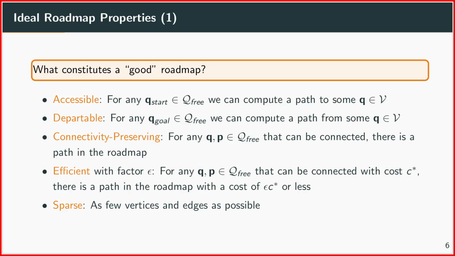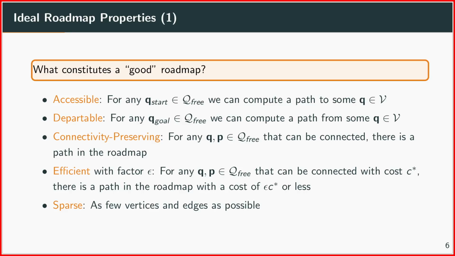Okay, and then it should also be efficient. Usually we have an epsilon factor, so that whenever we have two configurations which are connectable with a certain cost C star, then we want to be sure that in the roadmap there's actually a path which has the cost of epsilon times C star or less. So that basically just means that the roadmap should be, in a sense, optimal, so that we don't find some weird paths or some very long paths, but paths which keep us within a certain limit, so that we are near optimal by a certain factor.